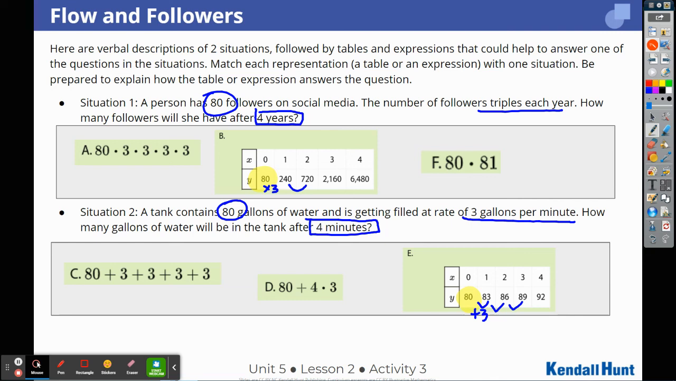So situation 1 is nonlinear. It's increasing by a factor. Situation 2 is linear, and it's increasing at a constant rate of 3.